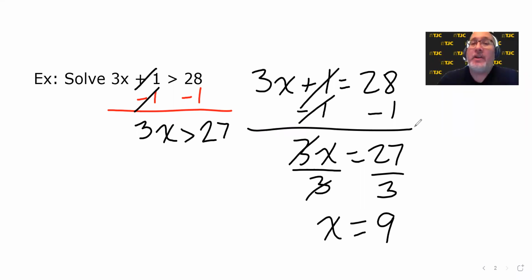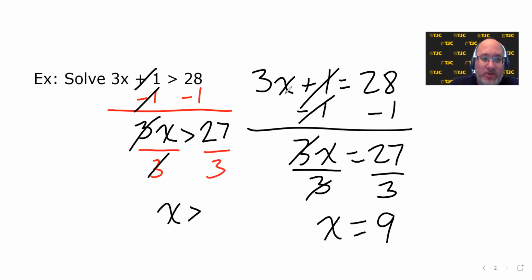but I know that we were in the process of solving the corresponding inequality, and we started it the same way that we started the equation, by subtracting 1 from both sides. And of course, we're going to finish this by dividing both sides by 3, and we get x is greater than 27. Excuse me, x is greater than 9.